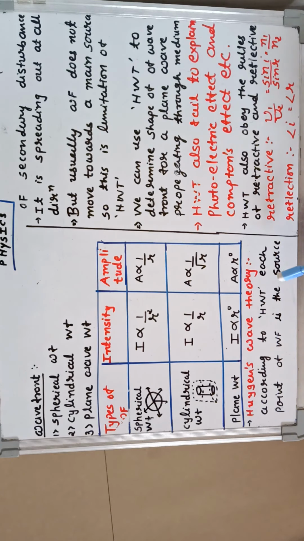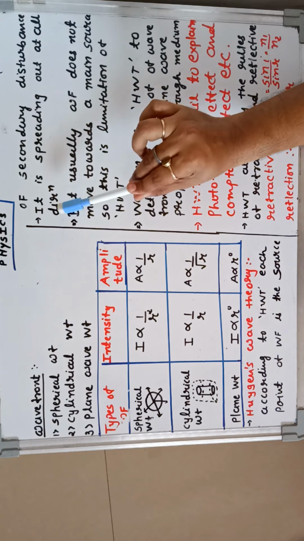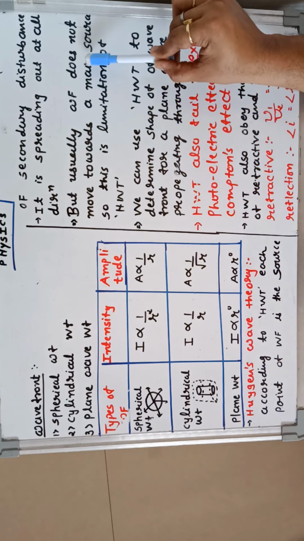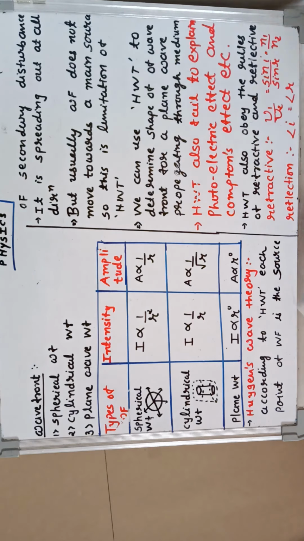After that, we have to study the Huygens law. Huygens wave theory is the most important of the wave theory, because it helps us understand the wavefront. The first scientist is Huygens. According to the Huygens wave theory, each point of the wavefront is a source of secondary disturbance, spreading out in all directions. But usually the wavefront does not move backward toward the main source. So this is the limitation of the Huygens wave theory.